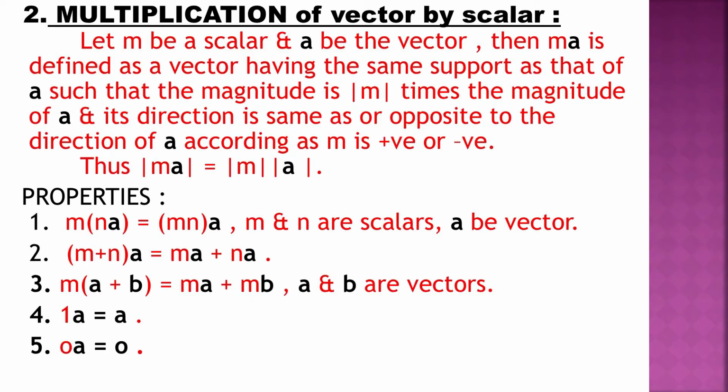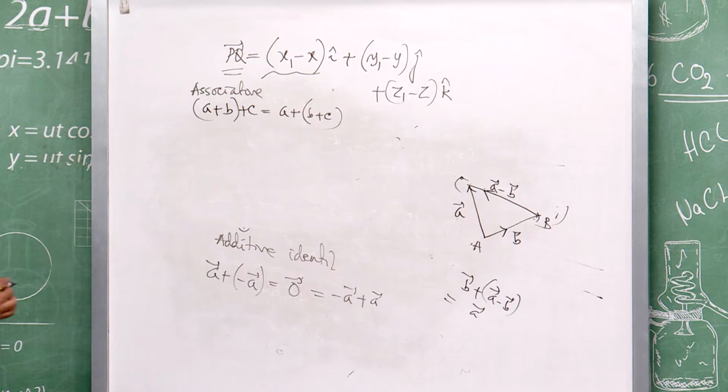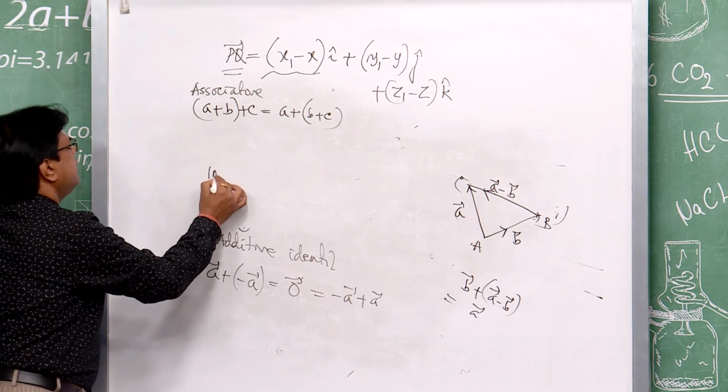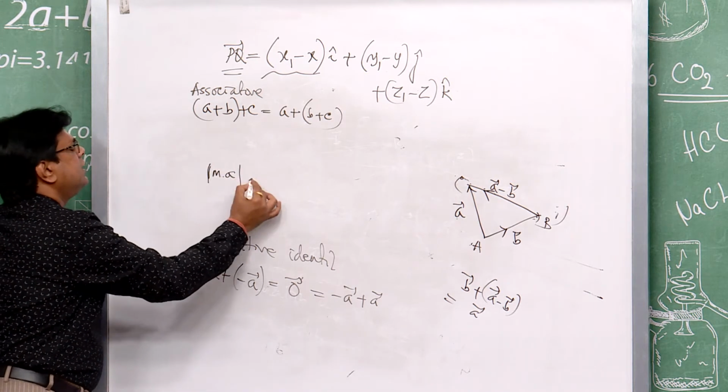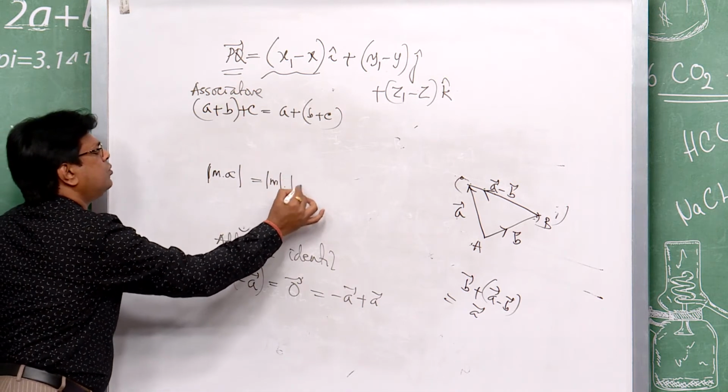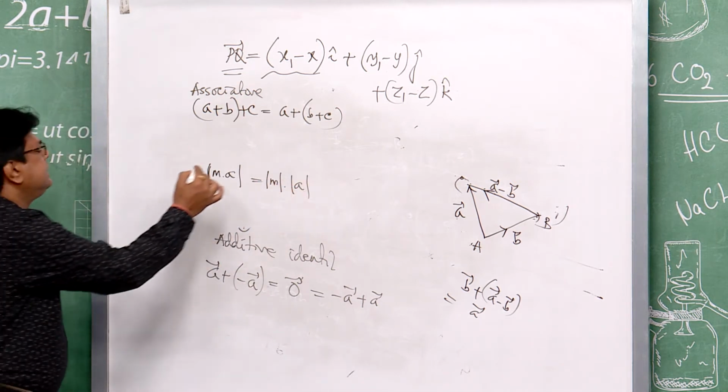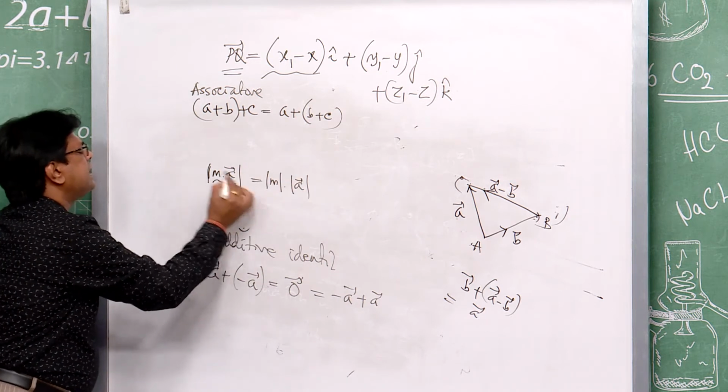Then come to multiplication of a vector by a scalar. If we multiply a vector with a scalar, suppose m, so let m be a scalar and a be a vector, then m into a is defined as the vector having the same support as that of a, such that the magnitude is modulus of m into a. This vector is equal to modulus of m into a vector. This is your scalar multiplication of a vector.